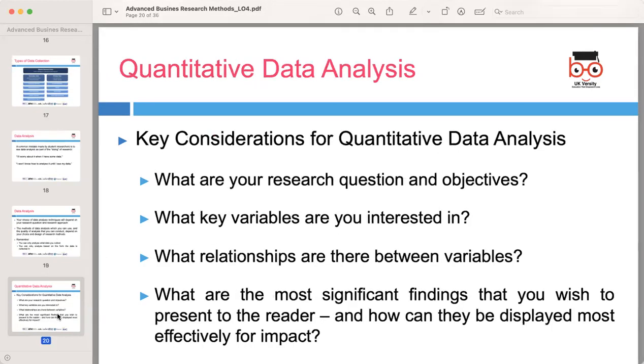Quantitative data analysis, key considerations of quantitative data. Obviously, what are your research question and objectives? What key variables are you interested in? What relationships are there between variables? What are the most significant findings that you wish to present to the reader, and how can they be displayed most effectively for impact?